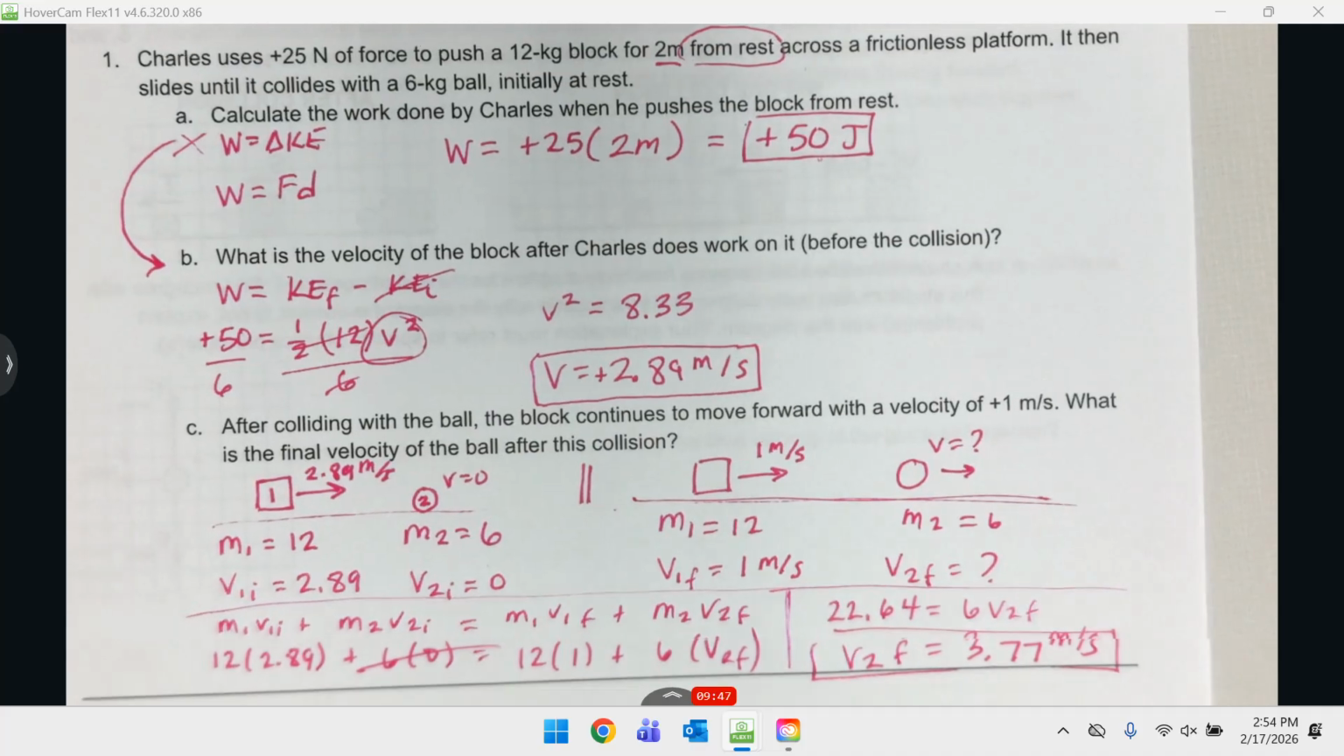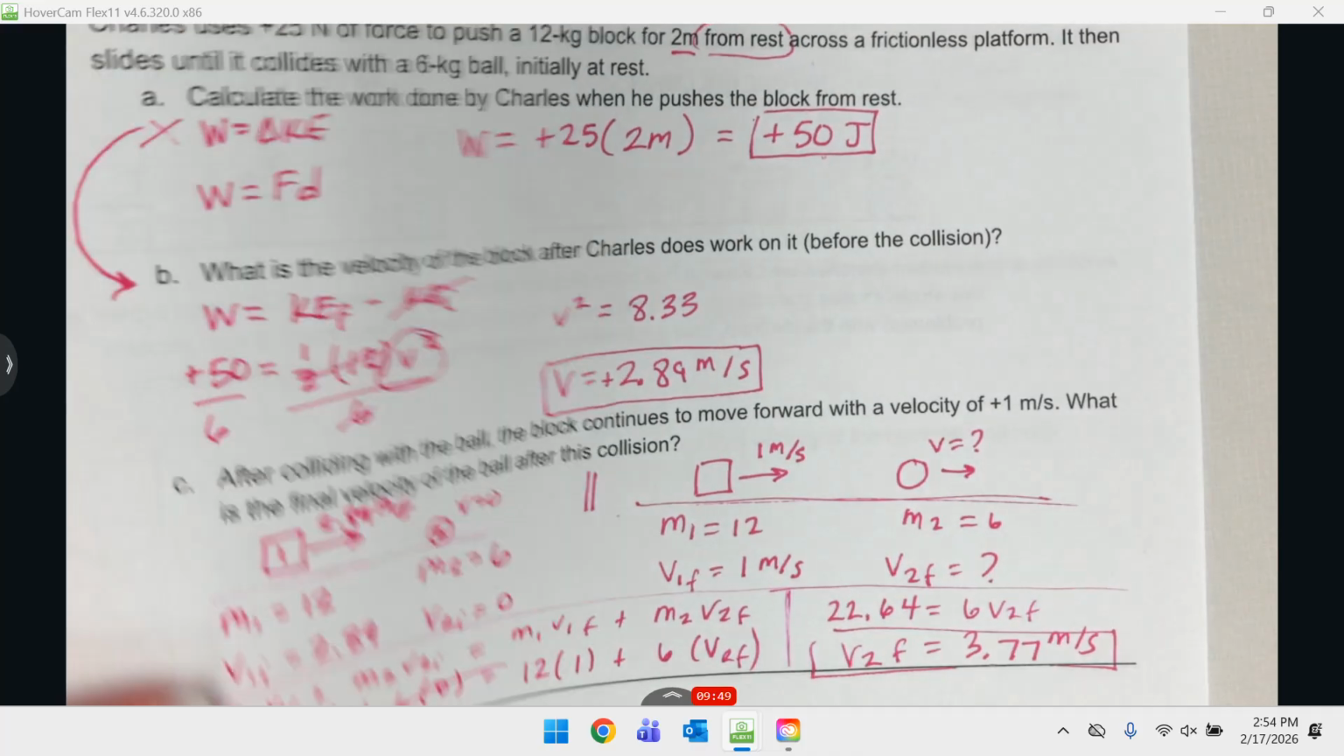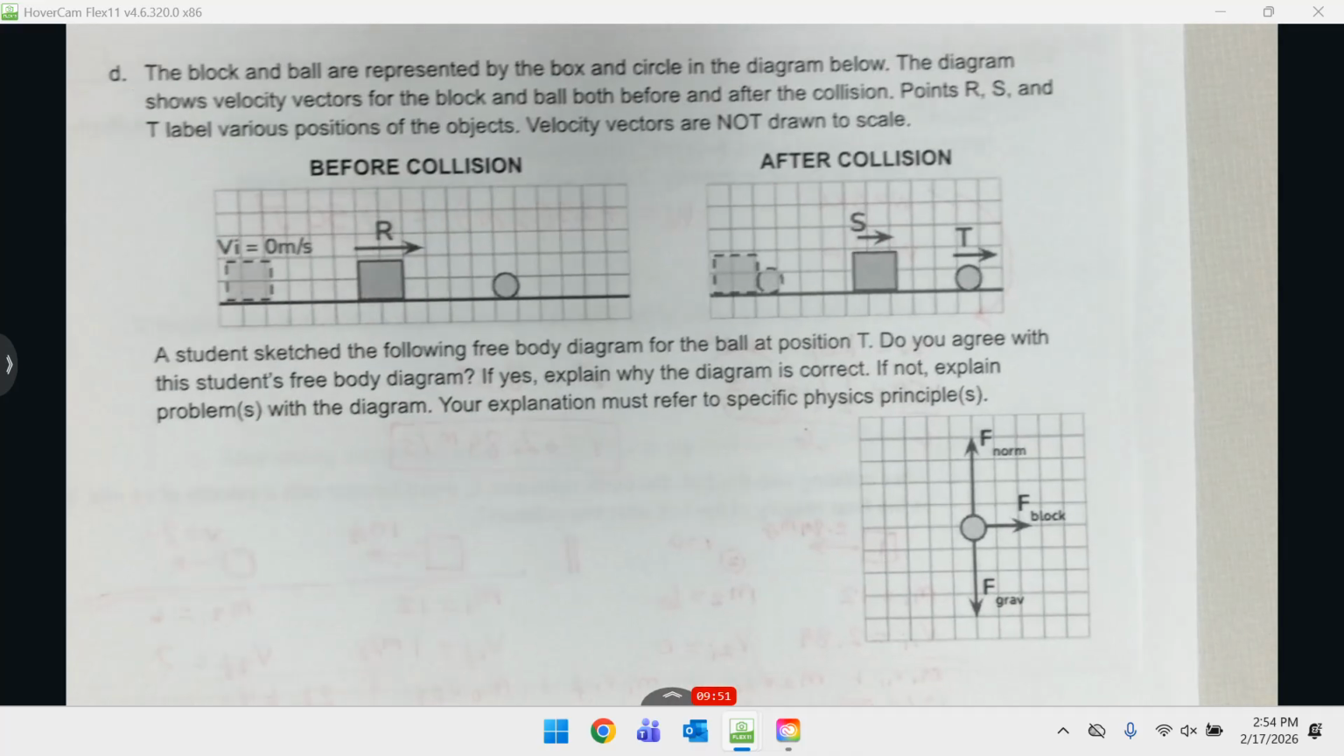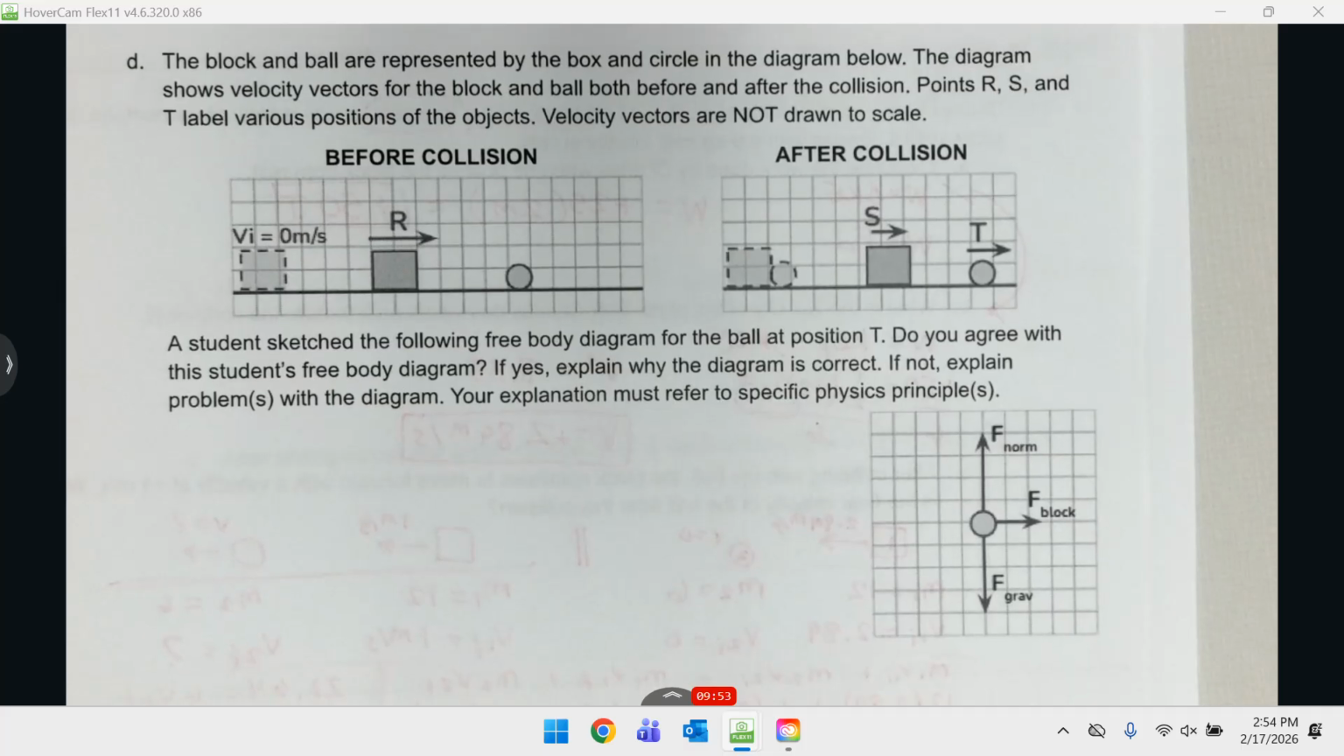All right, let's look at the last question for part A, which looks like this. It says the block and ball are represented by the box and circle in the diagram below. The diagram shows velocity vectors for the block and ball both before and after the collision. Points R, S, and T label various positions of the objects. Velocity vectors are not drawn to scale.